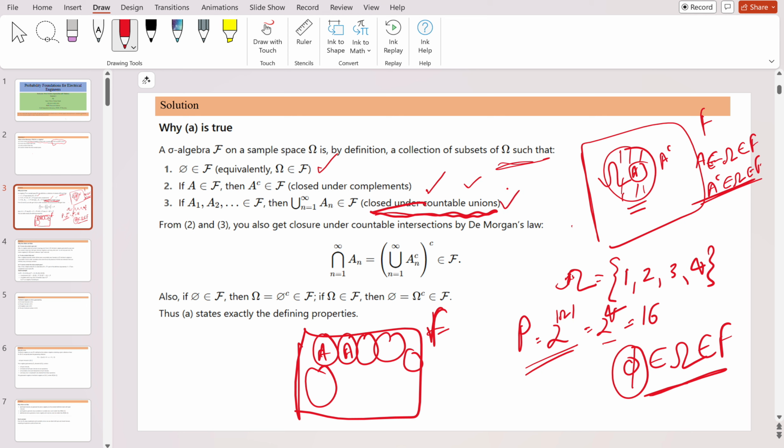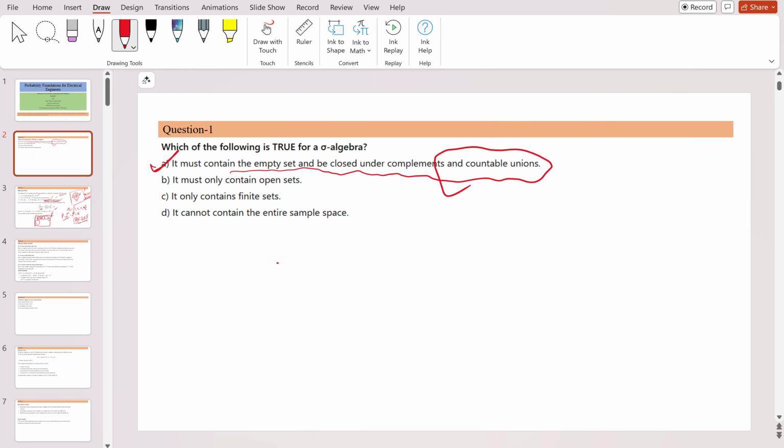And from 2 and 3 you can say that it is also closed under countable intersection, which follows from De Morgan's law. So option A is the correct one.